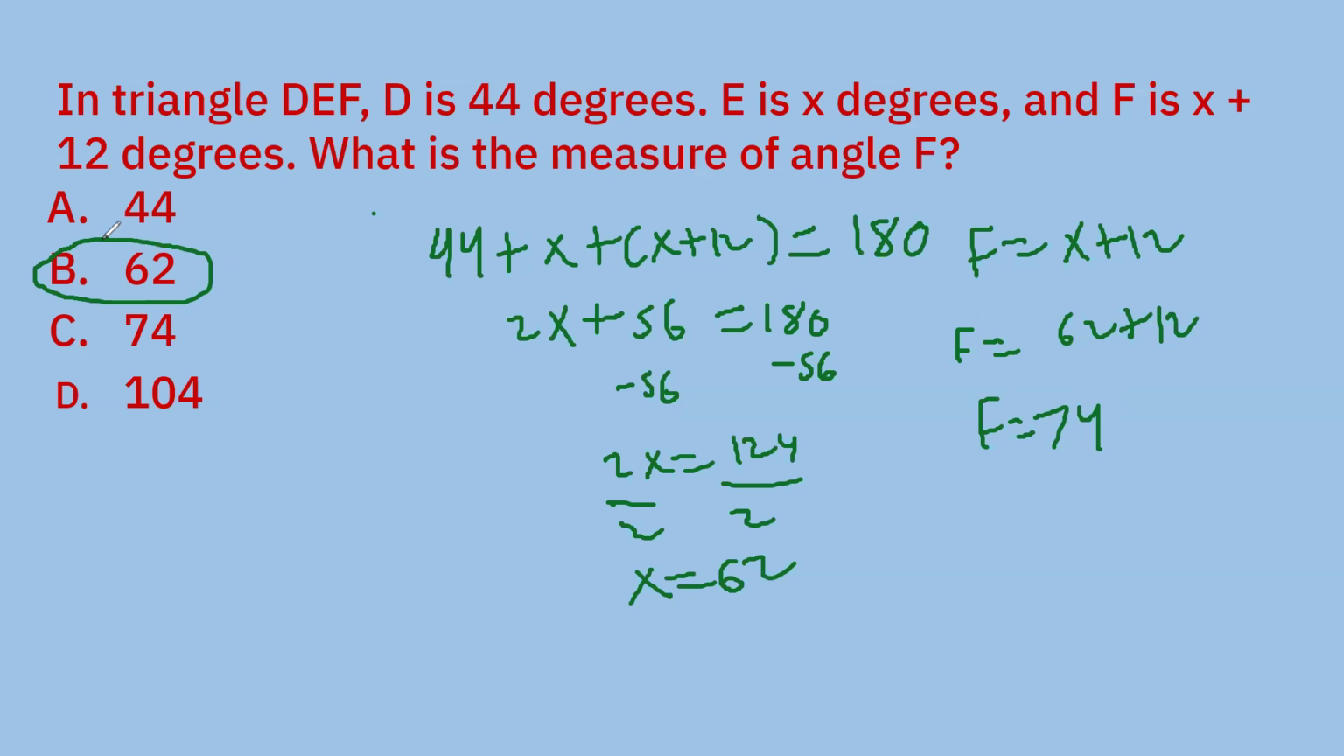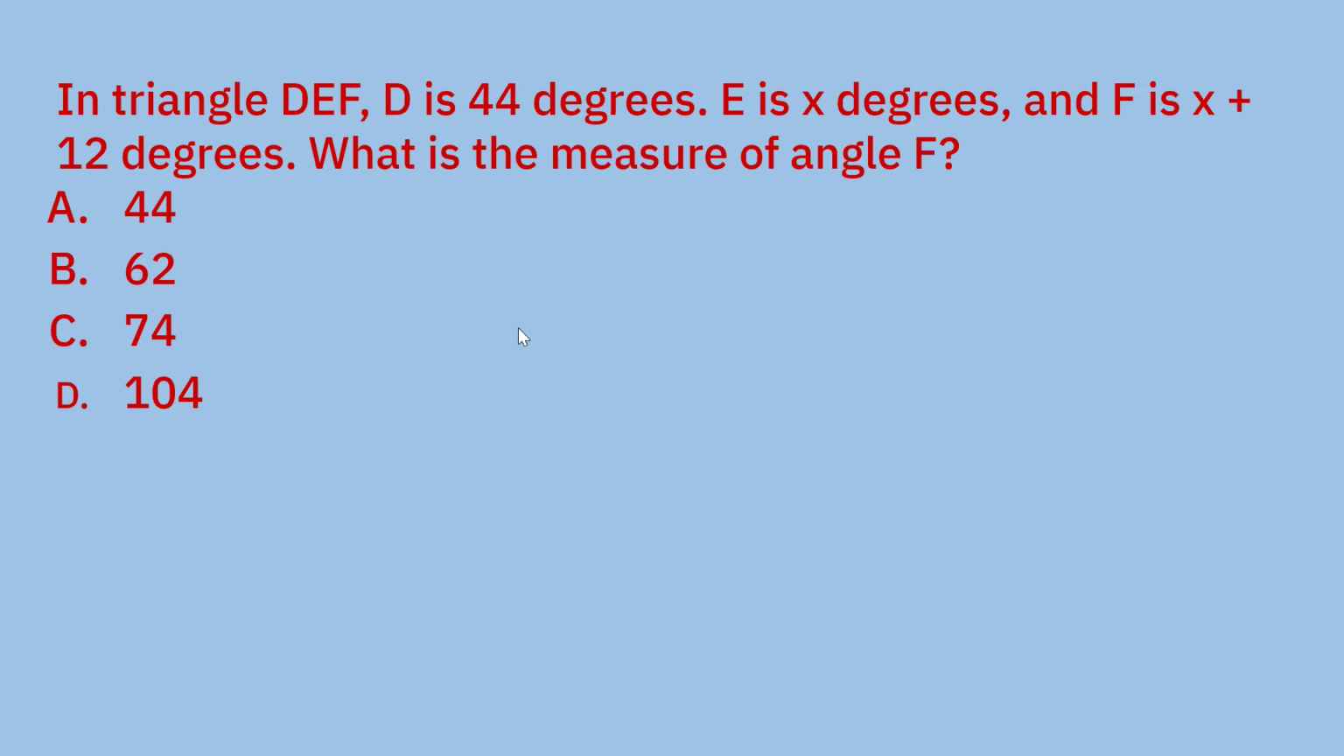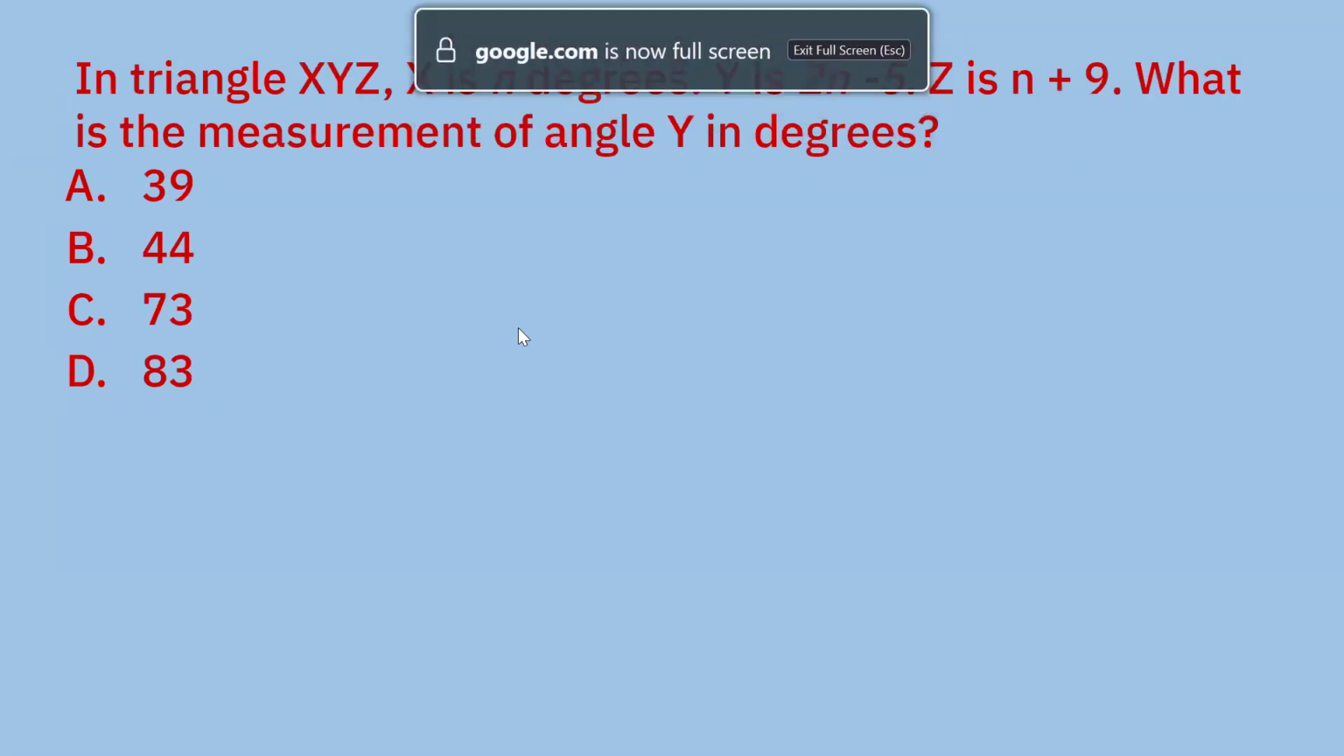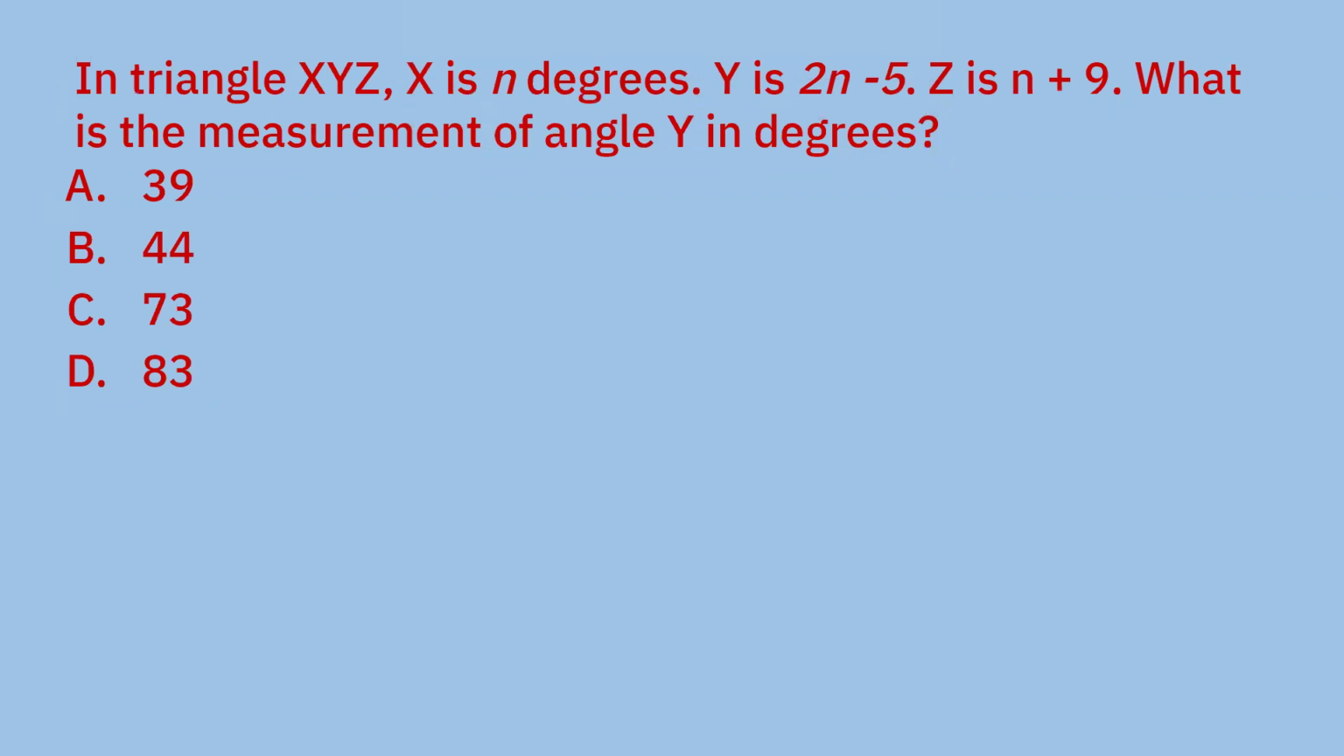Okay, now that we've done that, just a reminder, right? You want to check over what the question is actually asking before you answer it. And now we will try this one. In triangle XYZ, X is n degrees, Y is 2n minus 5, Z is n plus 9.